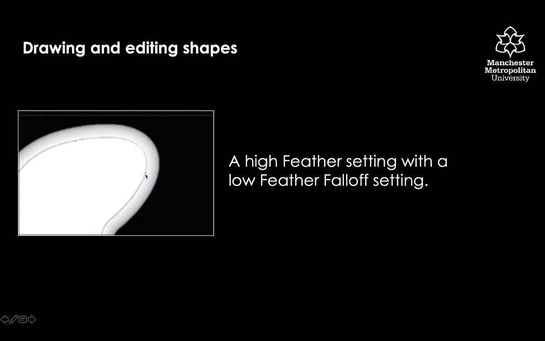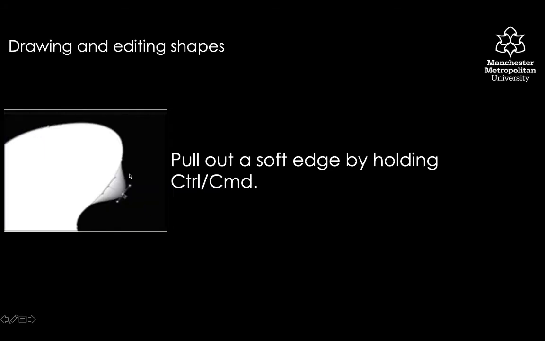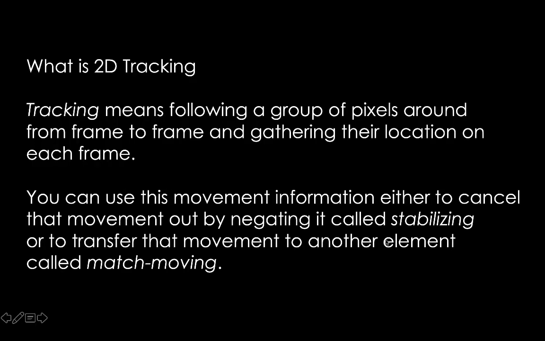You can bring your tool in, and then you can drag your feather settings off and on. Again, pull out the soft edge by holding, so you've got this kind of tool which is really good, where you can just literally bring your tool handles in and out, which is quite good, especially if you've got feather. Okay, so let's look at what 2D tracking is.